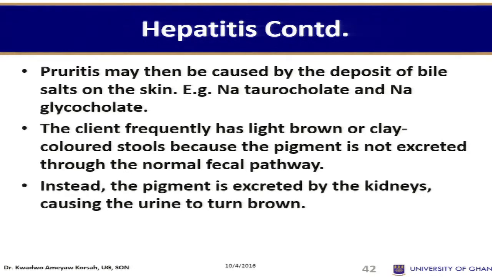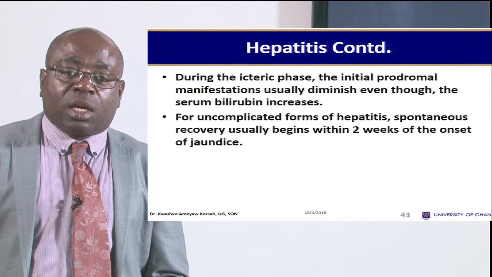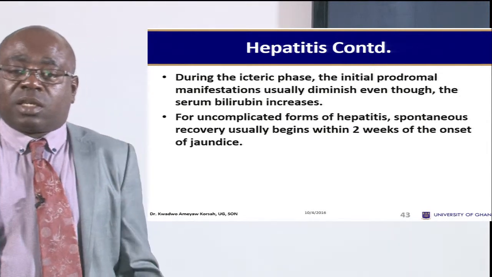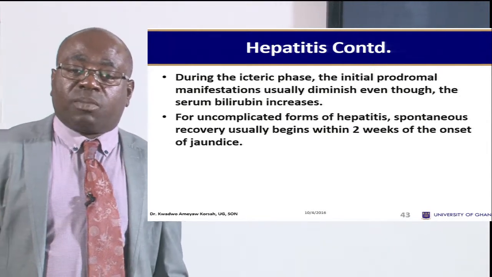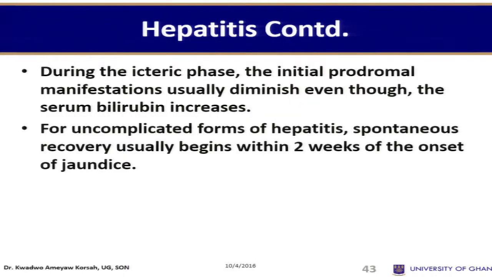So the client frequently has light brown or clay-colored stools because the pigment is not excreted through the normal fecal pathway, and so instead the pigment is excreted by the kidneys, causing the urine to be dark, in some cases very brown and concentrated. And so during the icteric phase, the initial prodromal manifestations usually diminish even though the serum bilirubin increases.